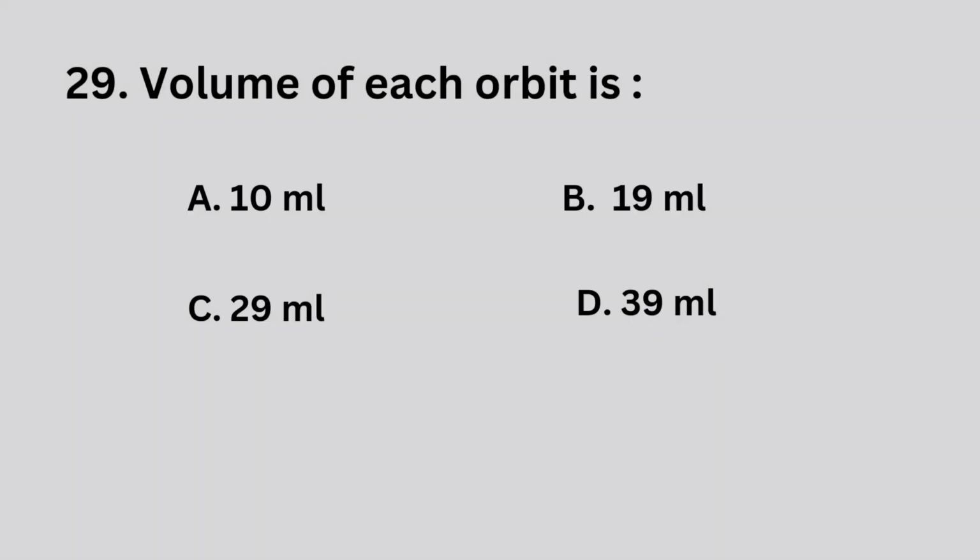Next question. Volume of each orbit is option A 10 ml, option B 19 ml, option C 29 ml, and option D 39 ml. The correct option is option C 29 ml.